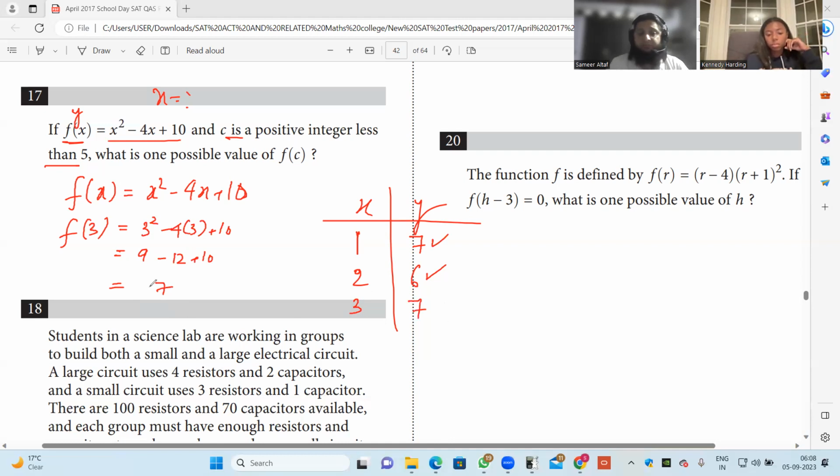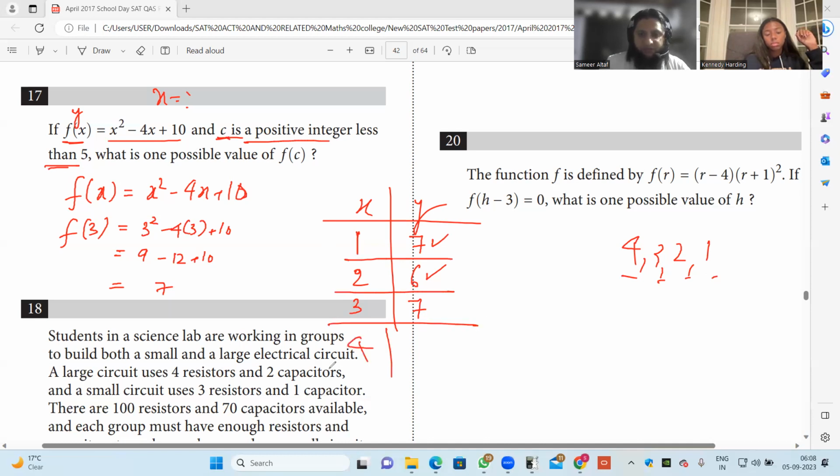So we can have multiple answers in this, because we can plug in any value of c which is less than 5. We can plug in 4, 3, 2, 1. But it's a positive number, so 4, 3, 2, 1. We have plugged in already 1, 2, 3, and we can even plug in 4. We'll be getting all the answers, 7, 6, maybe we'll be getting 6 again, whatever. So you have to plug in one of the answers. What is one possible value of f of c?